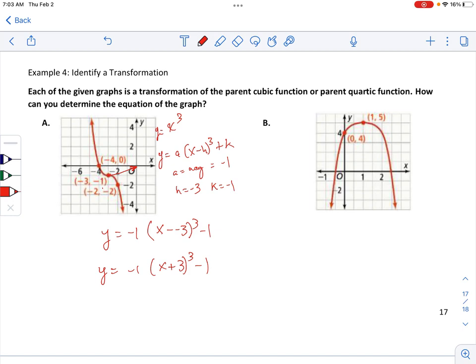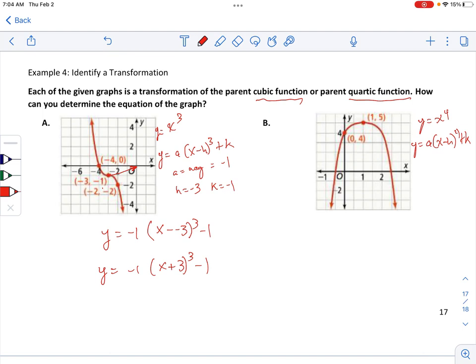Okay, and we know it was a cubic function because we were specifically told up here that it was cubic. And for b, we're told it's a quartic function, which means it's a fourth degree. So this started off as y equals x to the fourth. So again, this is going to be y equals a times x minus h to the fourth plus k. So we have to look at what changed.